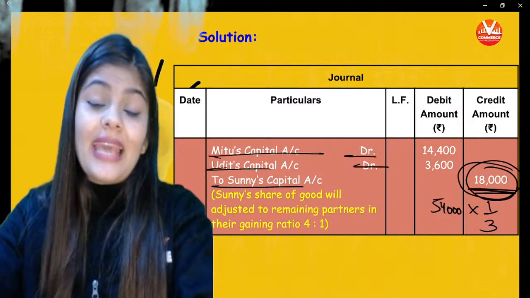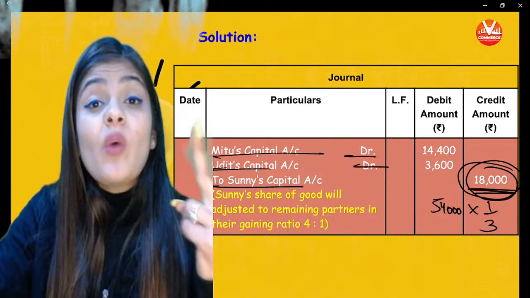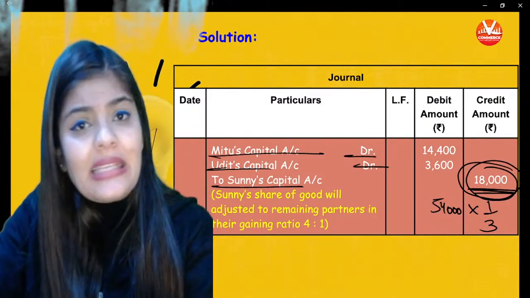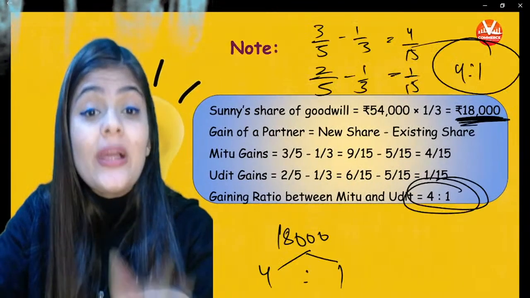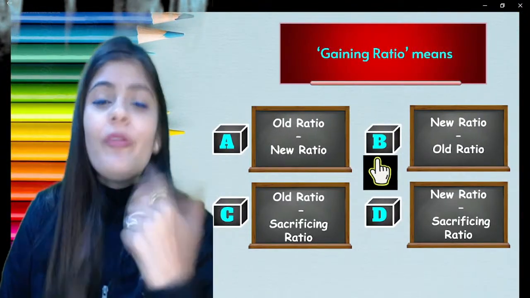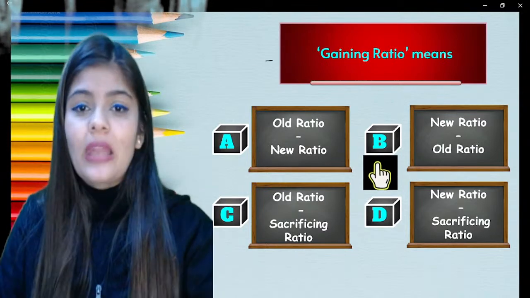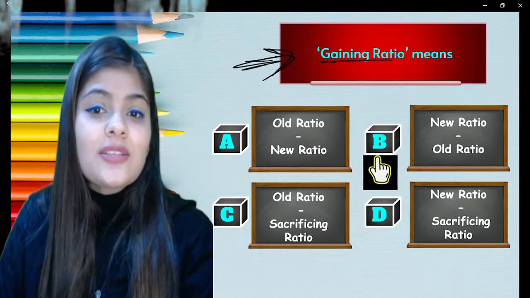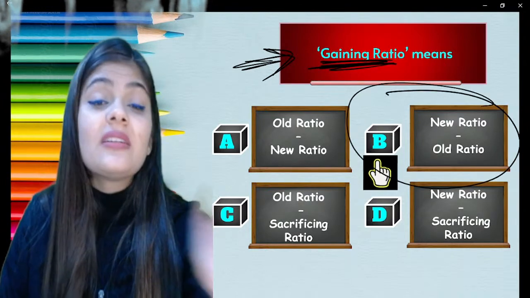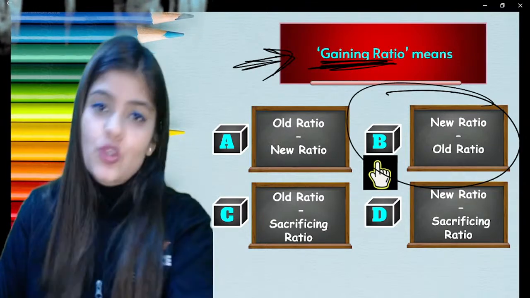The first case, when goodwill does not appear in the books. Now there was one more case. What will happen in the second case when goodwill appears in the books? So before that, this is the answer of the first question that I asked you in the beginning. I asked you what is the formula for gaining ratio and you all answered it correct. The formula was new ratio minus old ratio.